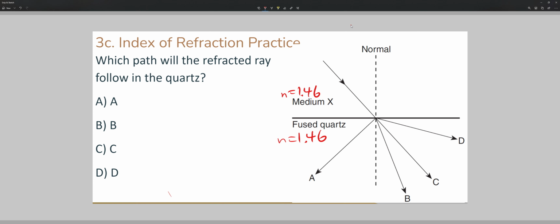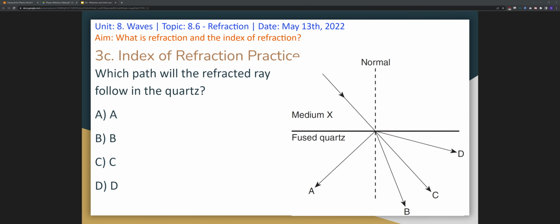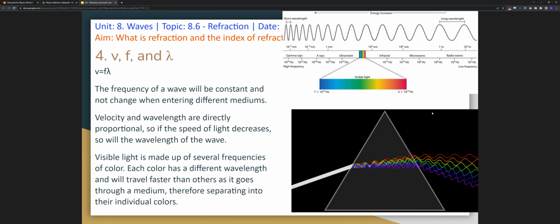So if they both have the same index of refraction, they're going to keep going through. They're not going to slow down or speed up. They're going to go straight through. So the answer here is C. It will neither speed up nor slow down.